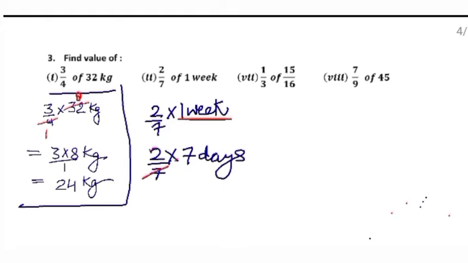Now this 7 and this 7 both can be cancelled out, or you can say 7 ones are 7. Okay. So in numerator now you have 2 ones are 2 and denominator is 1, which is equals to 2 days, which is your answer.